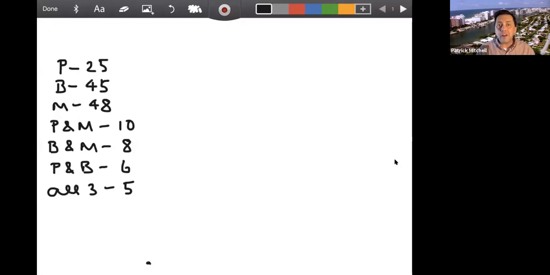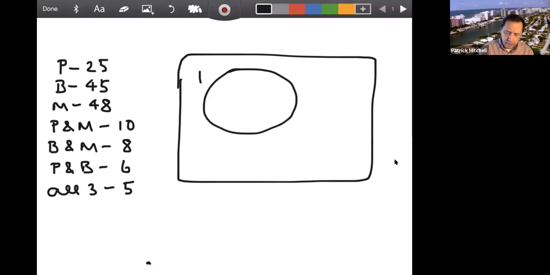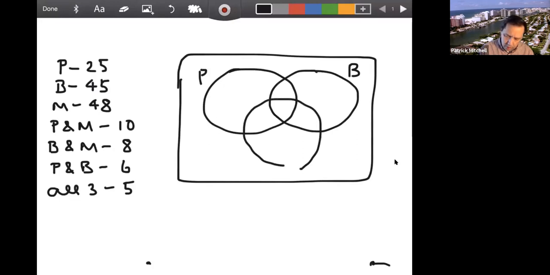Now, remember what I said earlier, don't read into those statements that they made. So when they say 25 students took physics, they did not say that 25 only took physics, and that's the only class they took. A lot of students read it that way at first. So I'm going to make my diagram, and I'm going to put physics right here. I'm going to put biology over here, and I'm going to put mathematics down here.